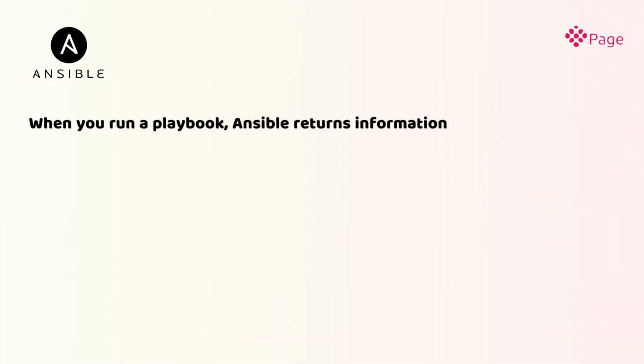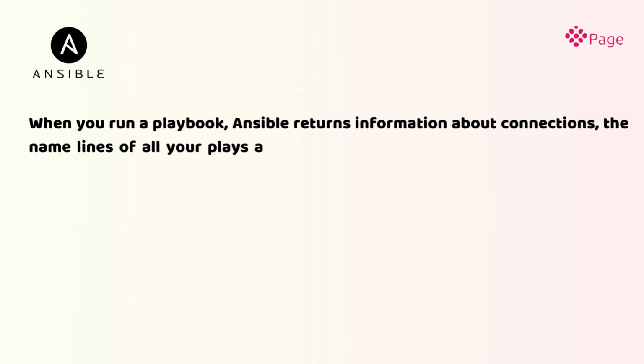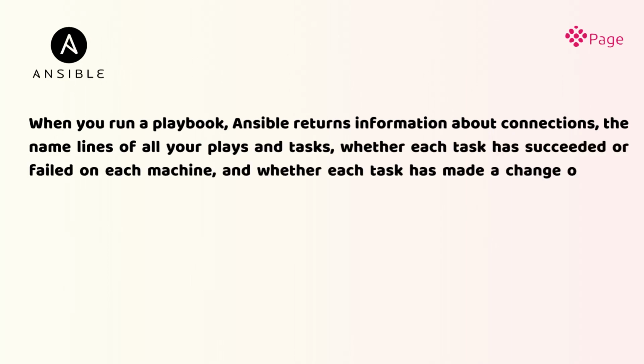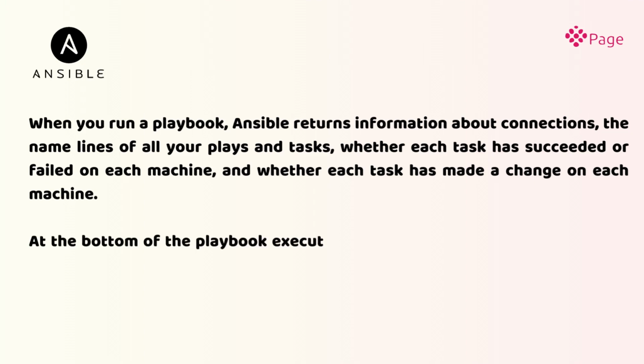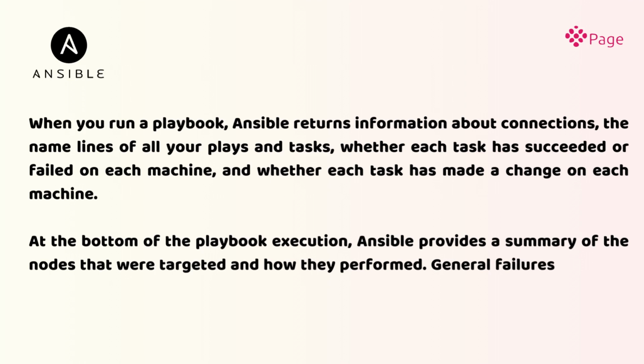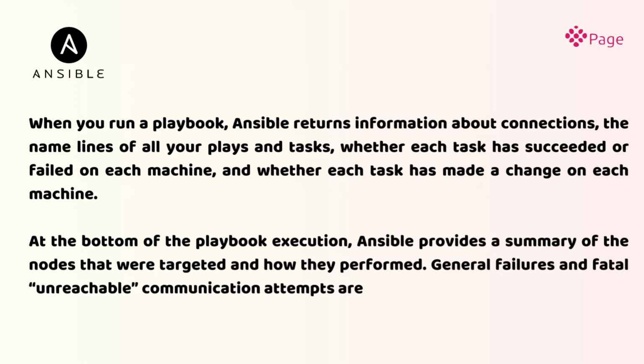When you run a playbook, Ansible returns information about connections, the name lines of all your plays and tasks, whether each task has succeeded or failed on each machine, and whether each task has made a change on each machine. At the bottom of the playbook execution, Ansible provides a summary of the nodes that were targeted and how they performed. General failures and fatal unreachable communication attempts are kept separate in the counts.